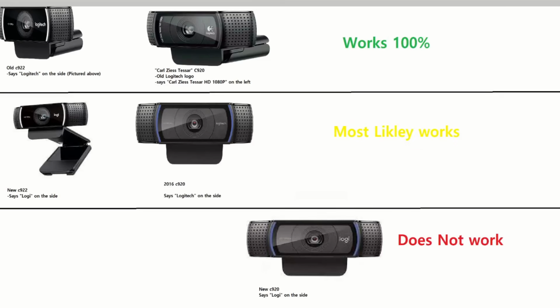Okay, so editing me, I made a diagram here on which ones you should get. The one that I used was an older Logitech c922. You can see that it says Logitech on the side. I got this for around $30 on eBay.